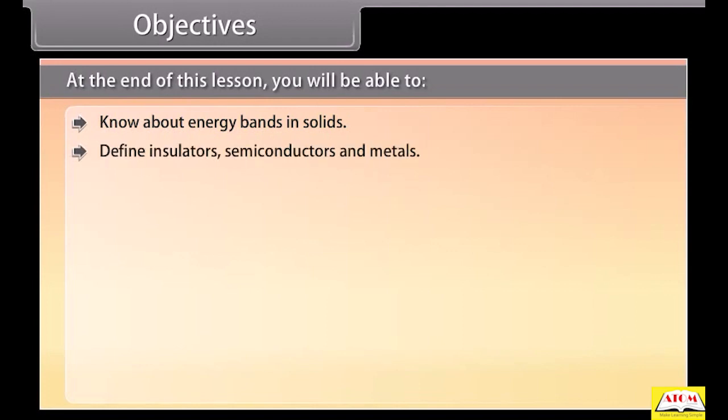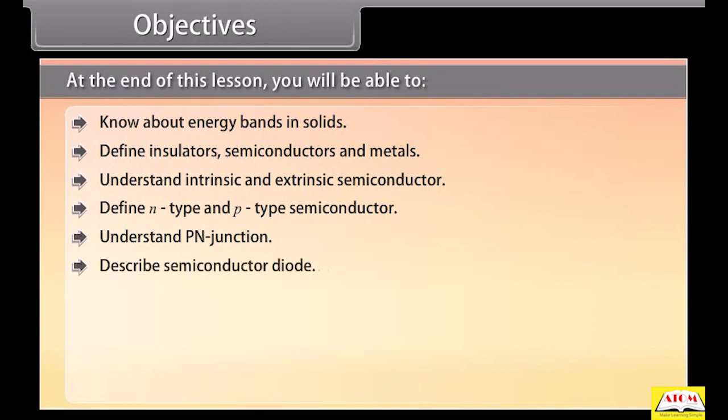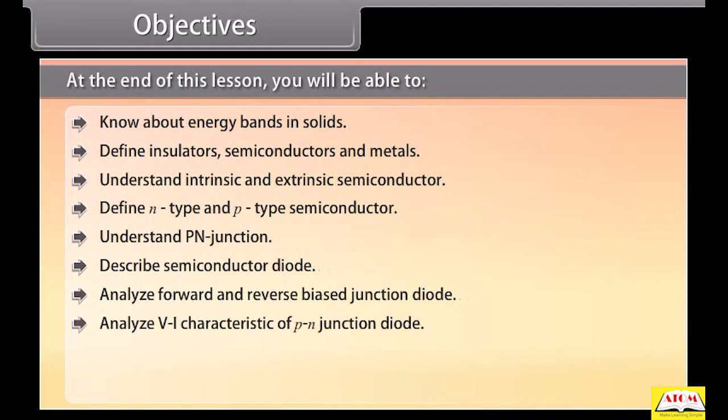At the end of this lesson, you will be able to know about energy bands in solids, define insulators, semiconductors and metals, understand intrinsic and extrinsic semiconductors, define N-type and P-type semiconductors, understand the P-N junction, describe the semiconductor diode, analyze forward and reverse biased junction diodes, analyze the VI characteristic of a PN junction diode, define a rectifier, and explain the Zener diode.